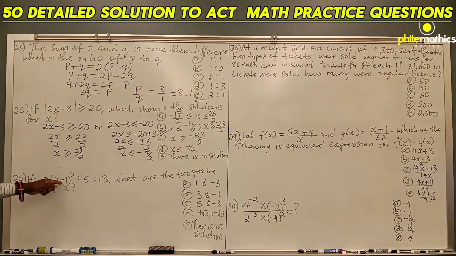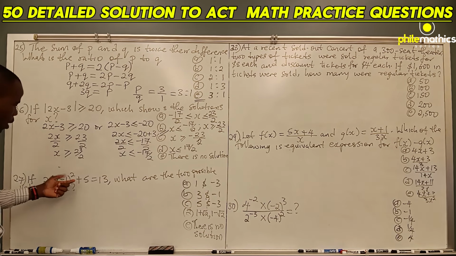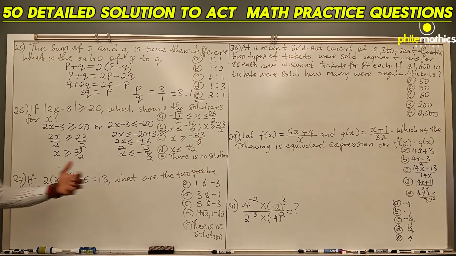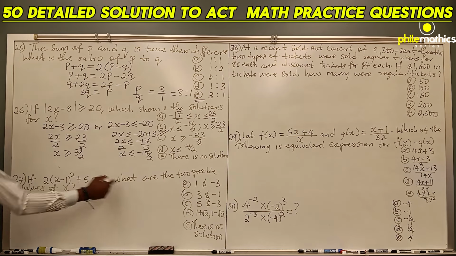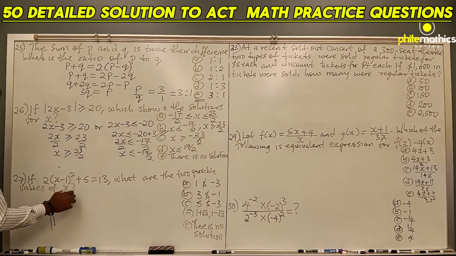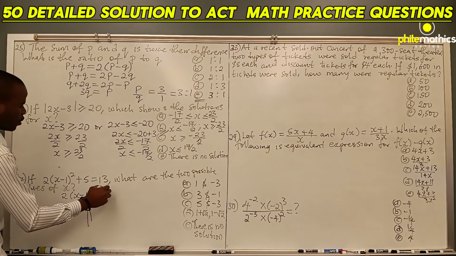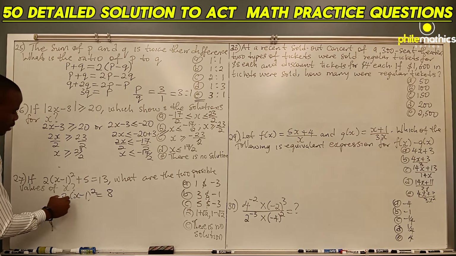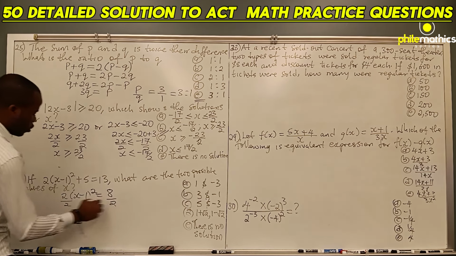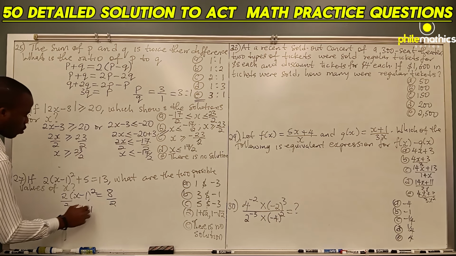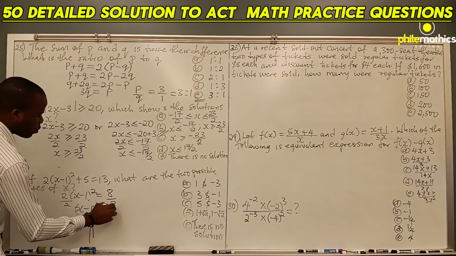If 2 bracket x minus 1 squared plus 5 equals 13, what are the two possible values of x? To simplify this, we can subtract 5 from both sides. We'll have 2 bracket x minus 1 all squared equals 13 minus 5, which is 8. I can divide both sides by 2, so that I'm left with x minus 1 all squared equals 4.